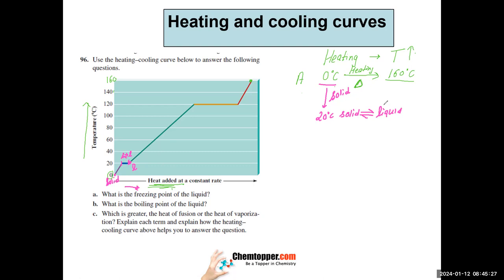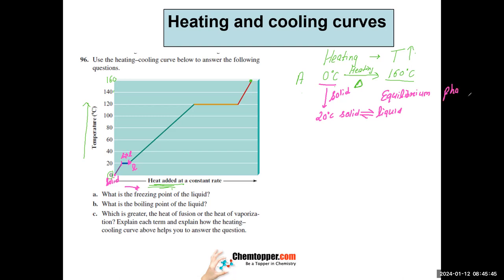In this part, solid to liquid, children, you can see there is no rise in temperature. Temperature has become constant because this is equilibrium. It's a phase change. Equilibrium we'll discuss in unit 7. So right now you just take it as a phase change.